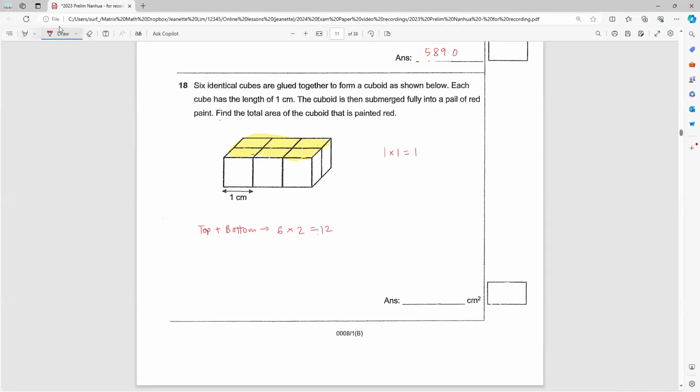Now front and back is here. Let's take this as the front. The front is 3. So front and back is 3 times 2.